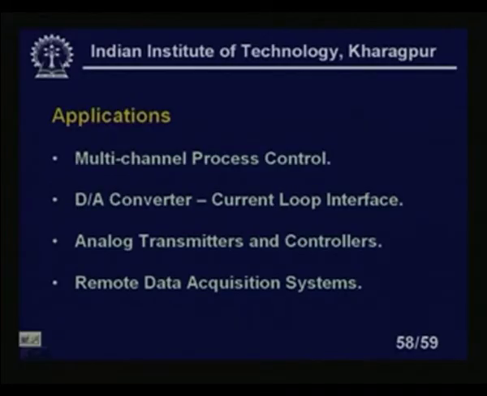Remote data acquisition systems, this also can be used because it has a transmission capacity over a large distance. The 4 to 20 milliampere current can be sensed and used as a data acquisition signal. So all these features are there in this particular chip. It has several advantages, because we always get a stable 4 to 20 milliampere of current in these cases, right. And with this I come to the end of this particular lesson.